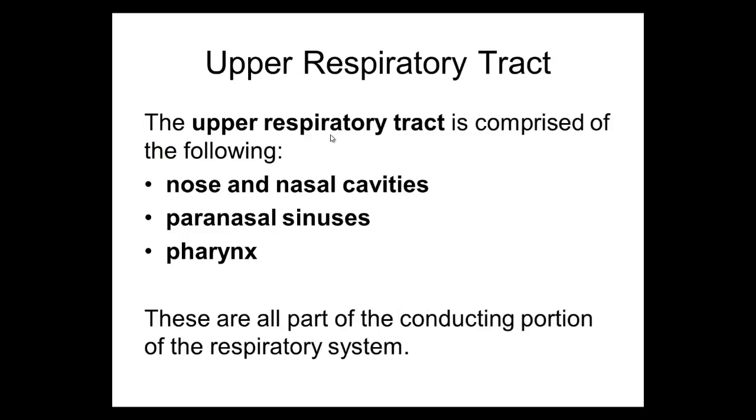Okay, so the upper respiratory tract, we agreed, is anything above the larynx, right? So we will have the nose and the nasal cavities, paranasal sinuses, and pharynx, all of that will be part of the upper respiratory tract. The lower respiratory tract starts with the larynx, you got it.